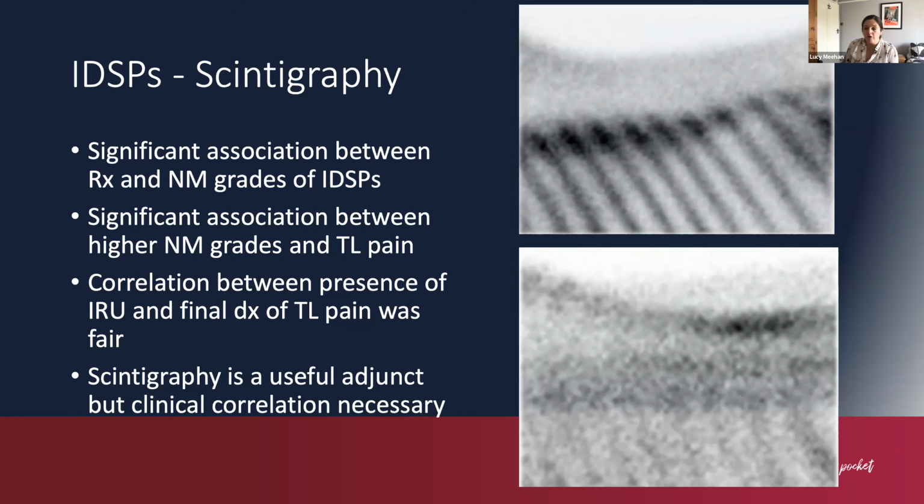So overall, radiography is useful to tell us whether or not there are impinging spinous processes. Scintigraphy is fairly useful to tell us whether or not there's osseous activity associated with that, which can then tell us whether or not these things are clinically significant. But both of them have their downsides.